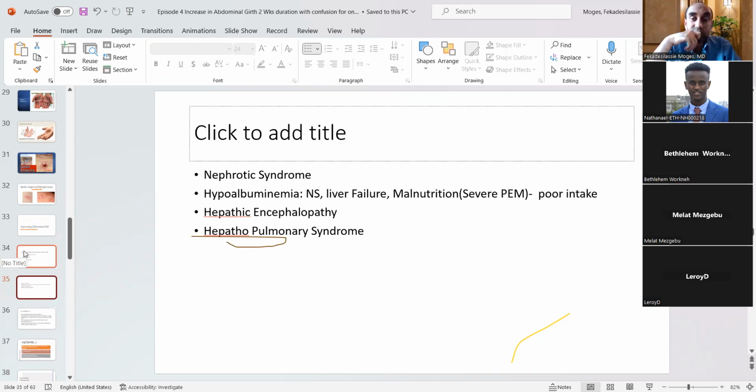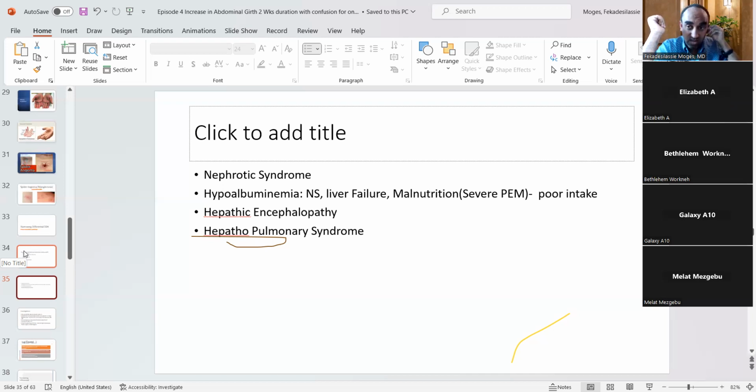Okay, what other tests do you want to do? Part of CMP. The CMP has many components. Liver function test, renal function test including renal electrolytes. What do you expect in this patient?